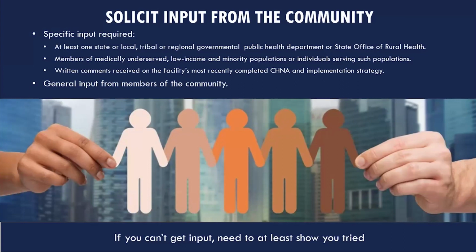The next step, once you've identified your community, is you need to solicit input from the community. There's specific input that is required to be utilized as part of this process. So I've got 3 specific entities that have to be part of your assessment. That includes at least one state or local, tribal, or regional government official, or someone from a public health department or the state office of rural health. So you're going to need to include someone who has that expertise when it comes to public health.